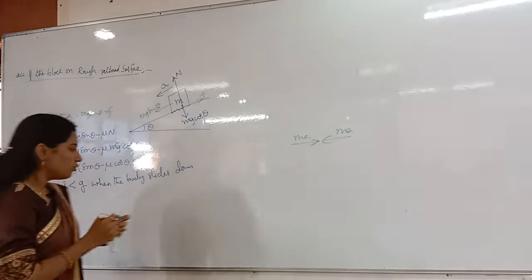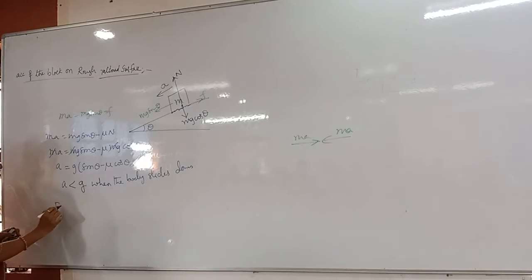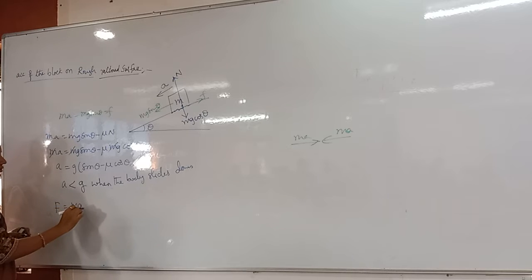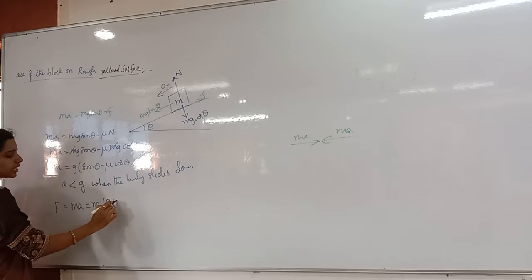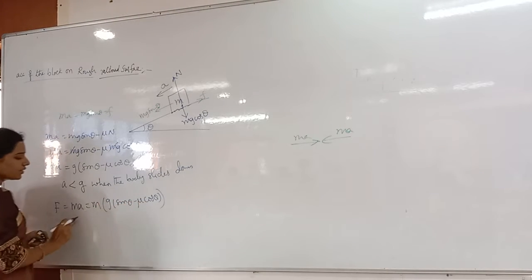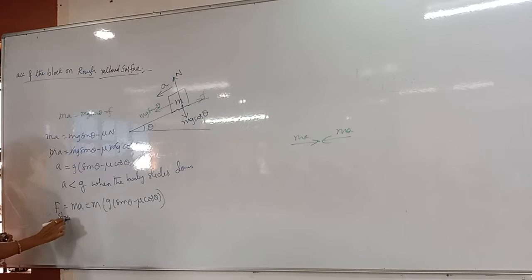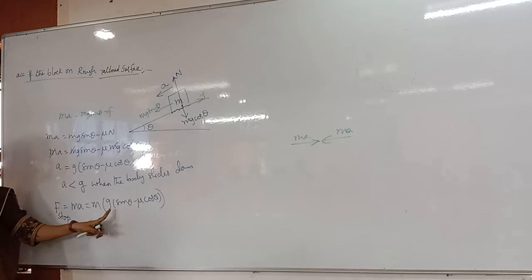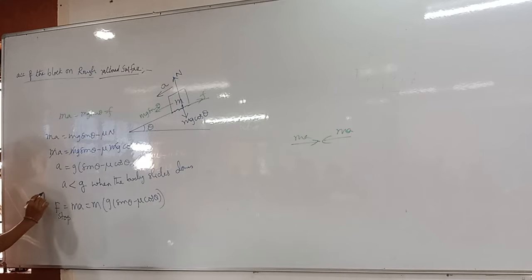To stop the sliding body, you have to use a force equal to m into a. M into what is the acceleration we got? g into sin theta minus mu cos theta. For what are we using this force? To stop the sliding body. To stop the sliding body, F stop is equal to m into g sin theta minus mu cos theta. Write that.